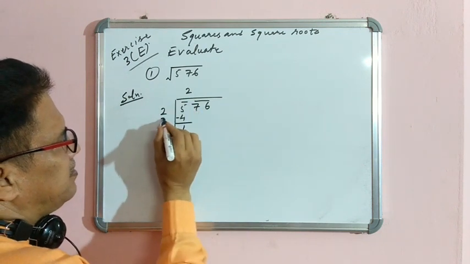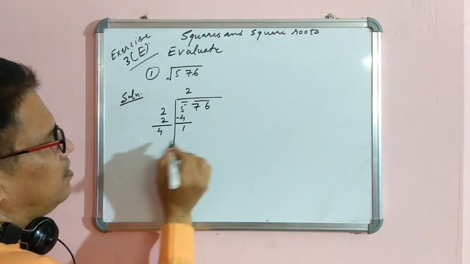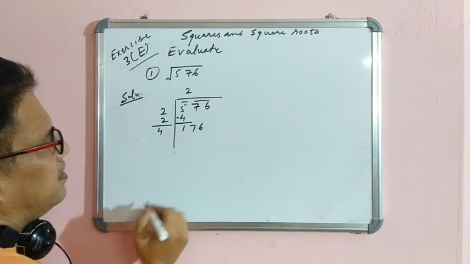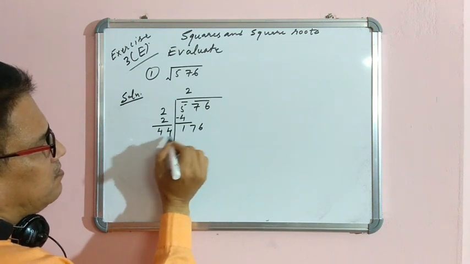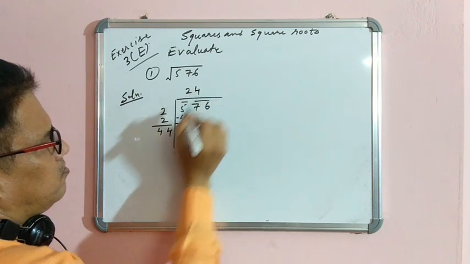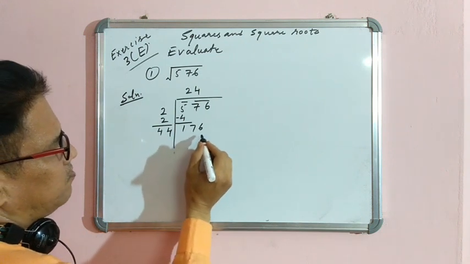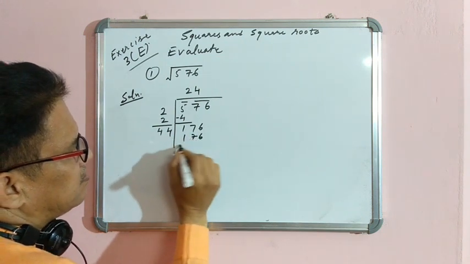Then 2 we will add here, so it becomes 4. So 76 will come here. Then whatever number we will write here, I have written 4. Then 44 I will multiply by 4. So we are getting 176.